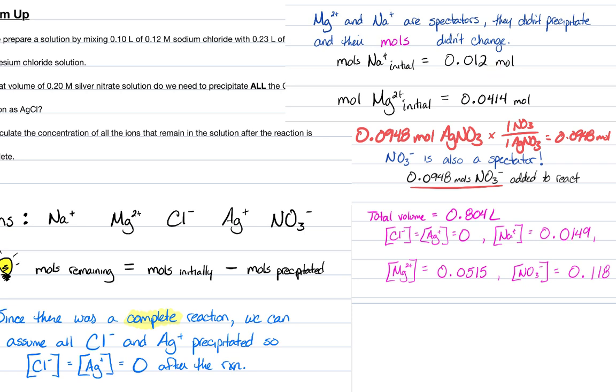0.012 over 0.804 is 0.0149. Probably 2 sig figs is better there, but it's not a big deal. 0.0414 over 0.804 is 0.0515, and then the nitrate, 0.0948 over 0.804, is 0.118 molar. Okay, so here are our concentrations.